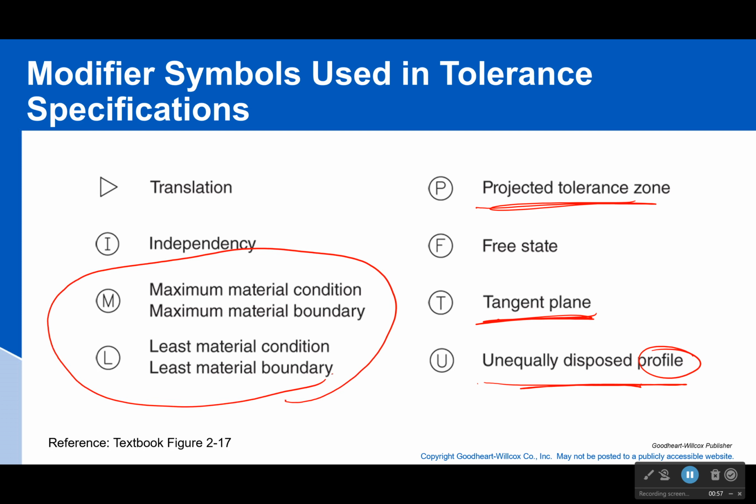The two we're really going to focus on today, though, are right here. Maximum material condition and the maximum material boundary. And the least material condition and least material boundary, same symbol for both these two conditions. They're not the same thing, just related.